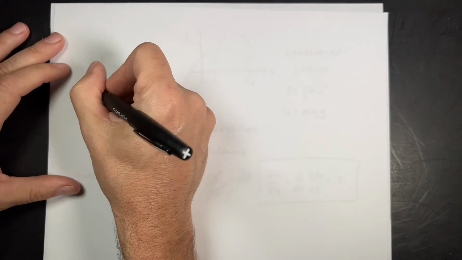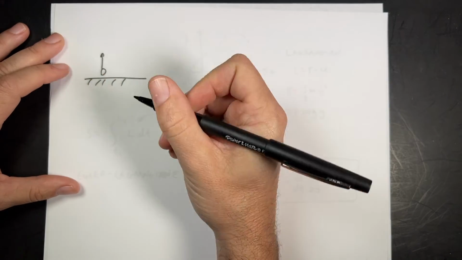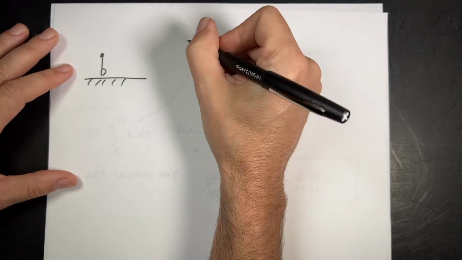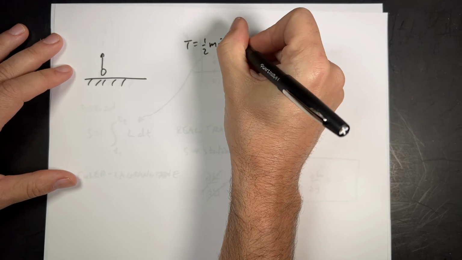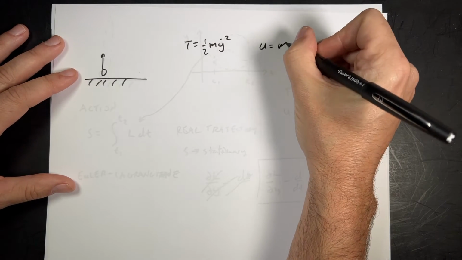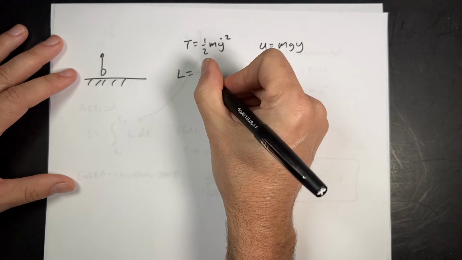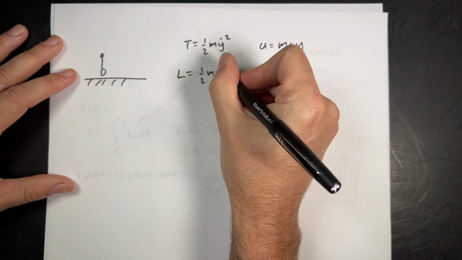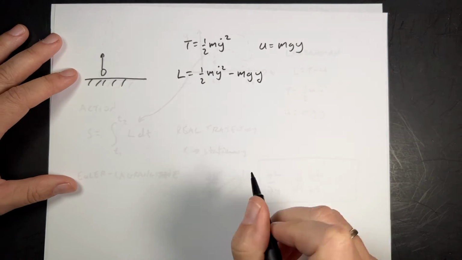Okay, so here we have, actually I can trace over that, look at that. There's my ball, V, and then I'm going to say T equals 1/2 m y dot squared. That's pretty straightforward. I'm going to say U is mgy. So L is going to be equal to 1/2 m y dot squared minus mgy.